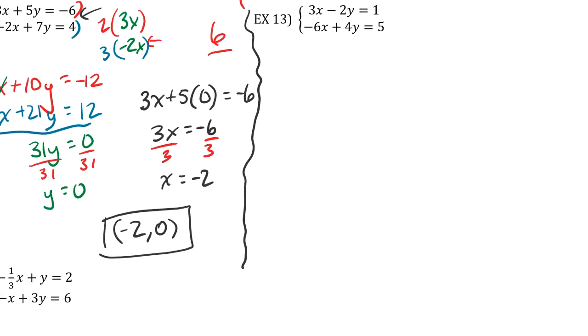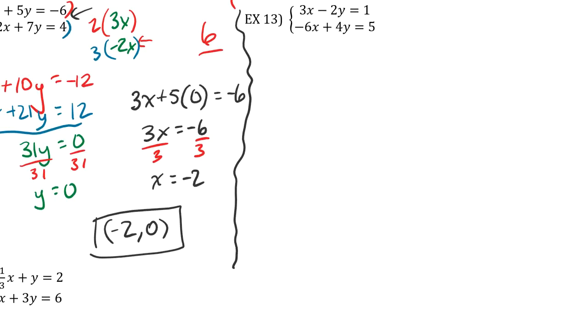All right, let's go ahead and look at 13 now. So for this one, again, no opposite variables, but we can easily make them opposites. So let's say we're looking at the x's. So we got 3x, negative 6x. In order to turn that 3 into a 6, we would just need to multiply by 2. So we're going to multiply that whole top equation by 2. So if we do that, we're going to get 6x minus 4y equals 2. And now it's these two equations that we're looking at. So we're ready to add them up.